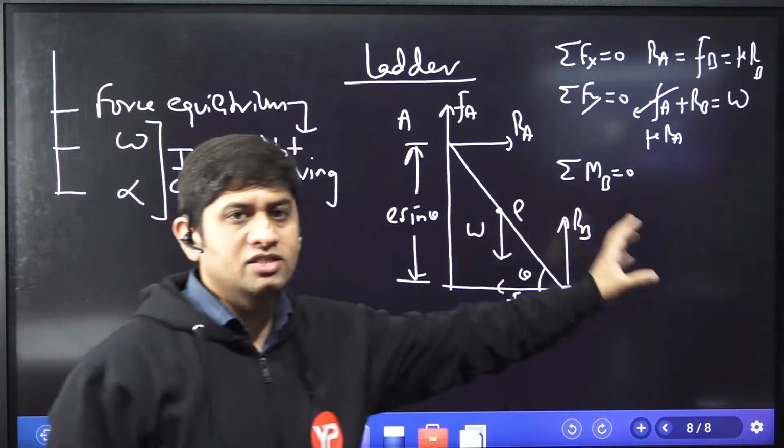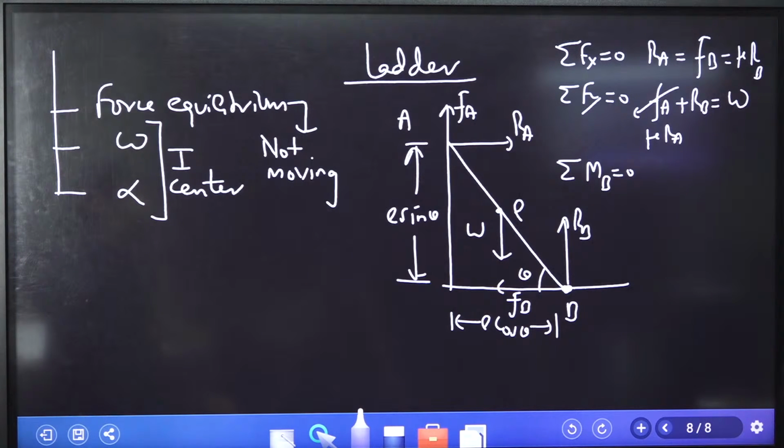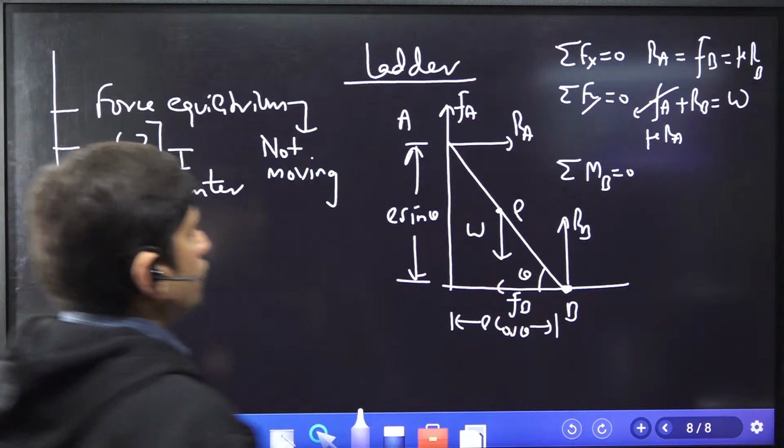Net force acting on the body is 0. Net moment is also 0. So the net moment of all the forces at point B is 0. So let's take the net moment of all the forces.